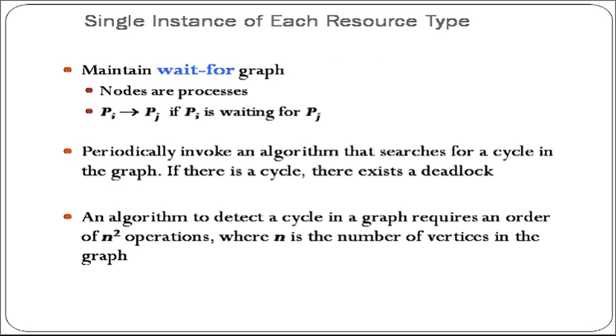Now for a single instance of each resource type, they will go for maintaining a wait-for graph. Now wait-for graph is similar to the resource allocation graph. Here we will exclude the resources and we will keep only the process nodes. Now periodically invoke an algorithm that searches for a cycle in the graph. If there is a cycle, there exists a deadlock. An algorithm to detect a cycle in the graph requires an order of n square operations, where n is the number of vertices in the graph.